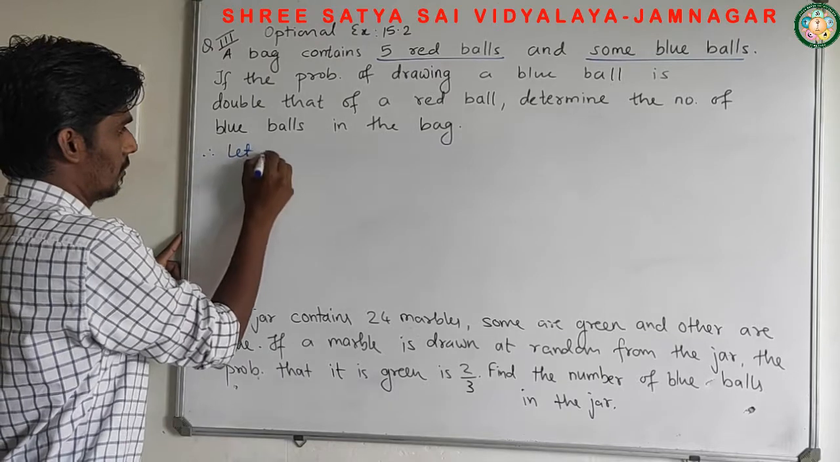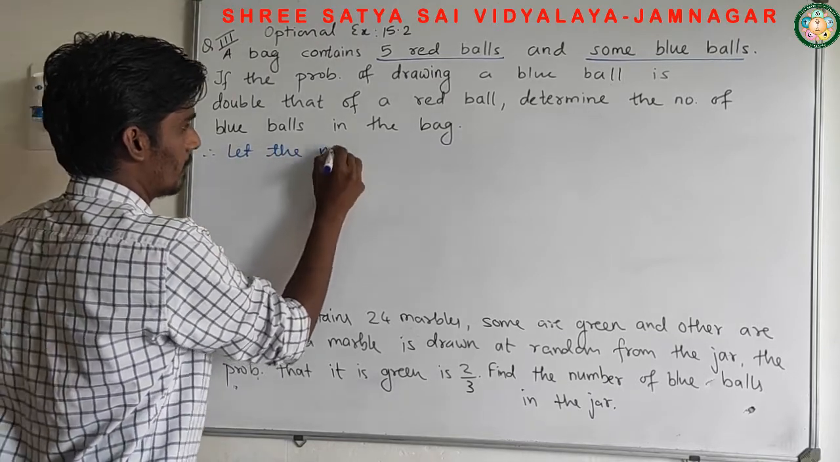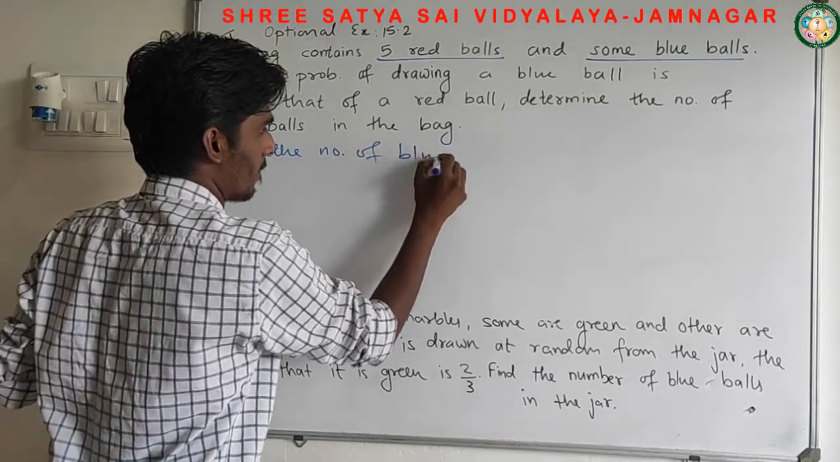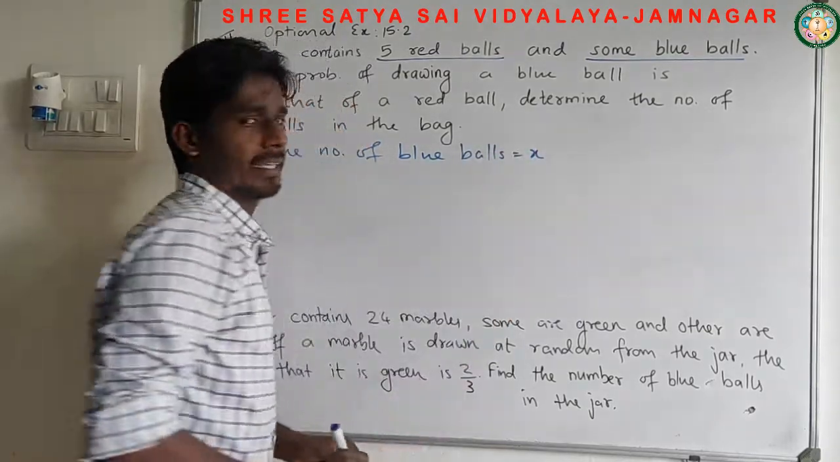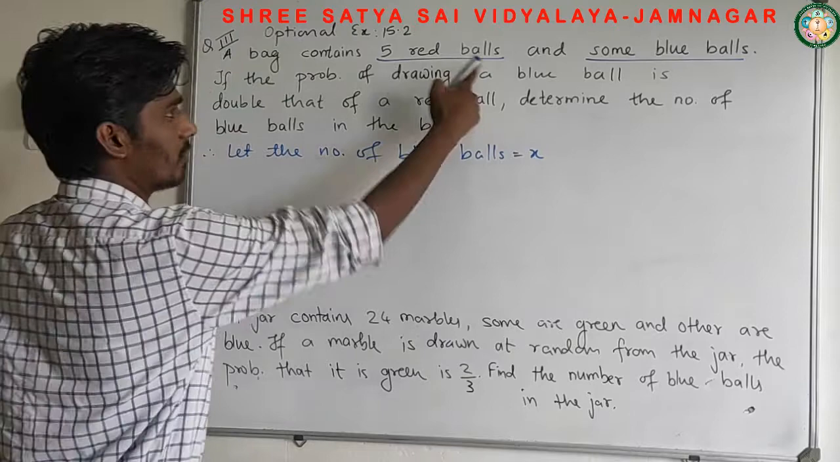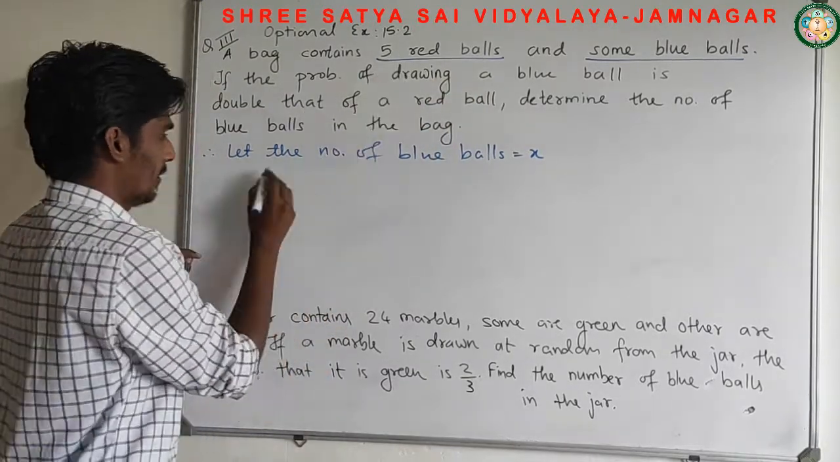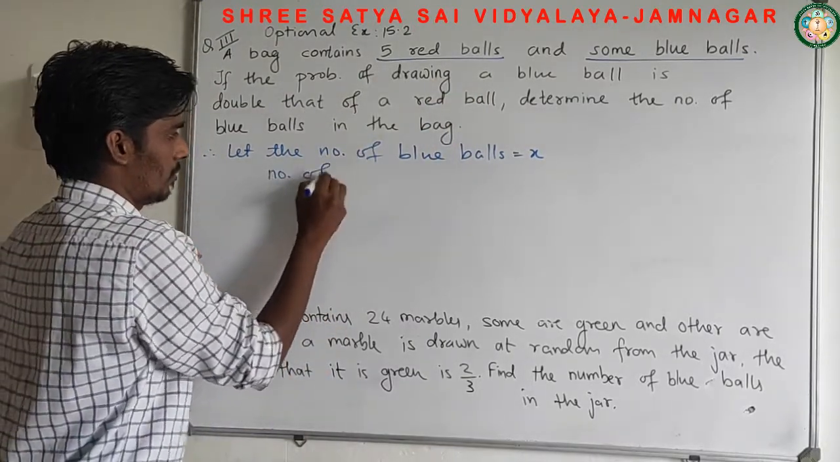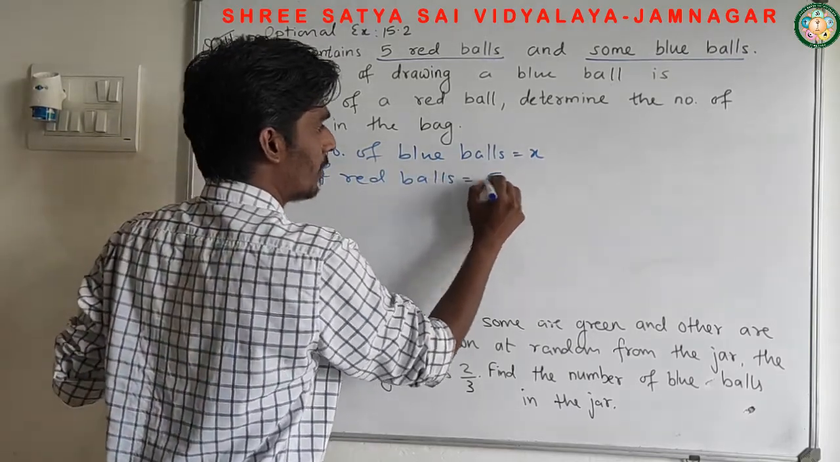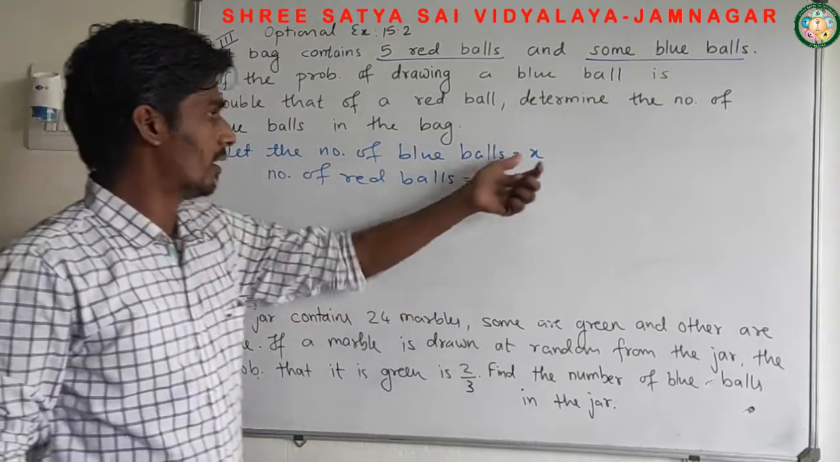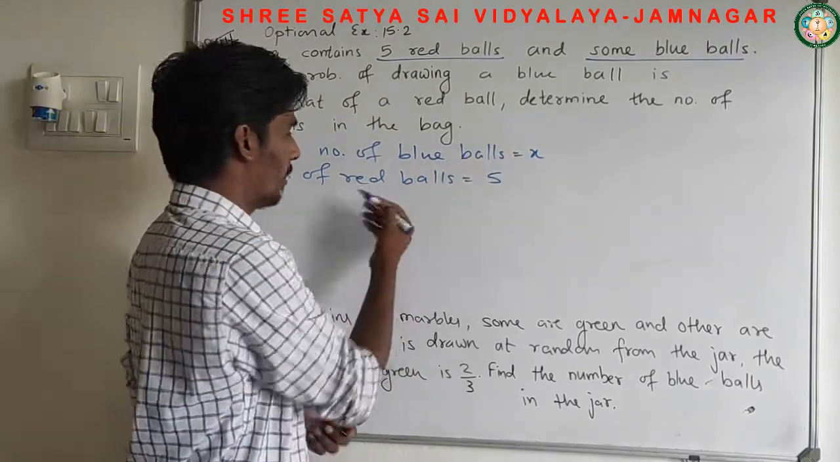So our first step is what? Let the number of blue balls equal X. We already know the number of red balls. How many? 5. Number of red balls equals 5. Now we got both the numbers, number of blue and number of red.